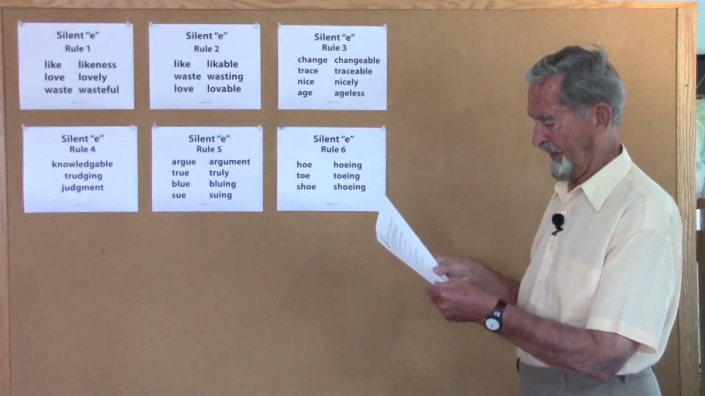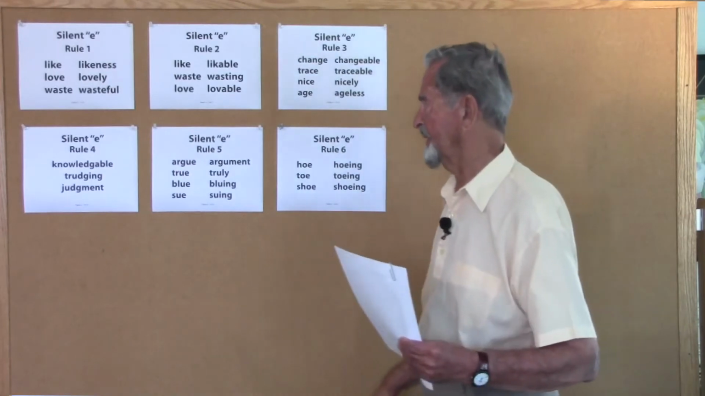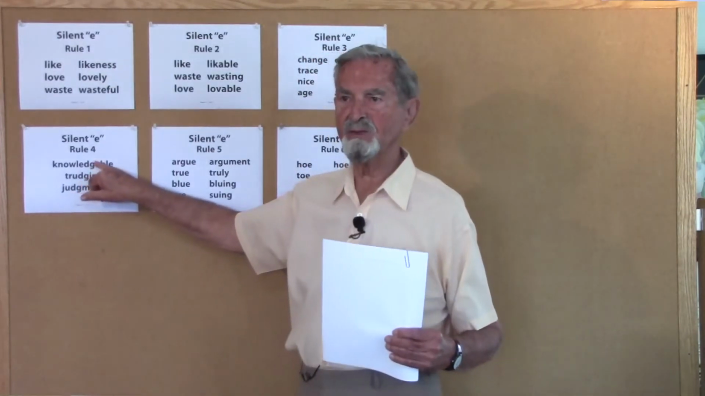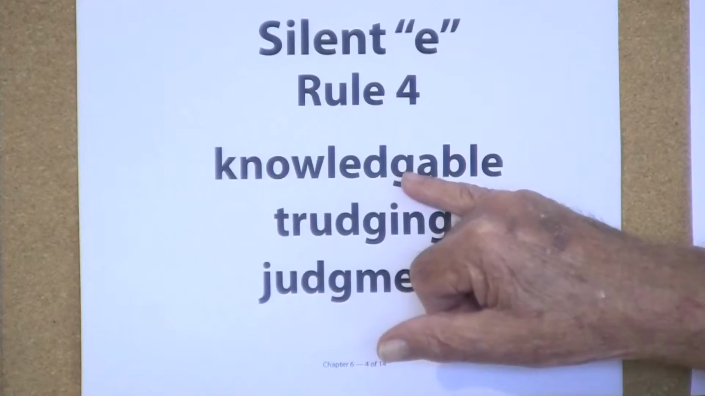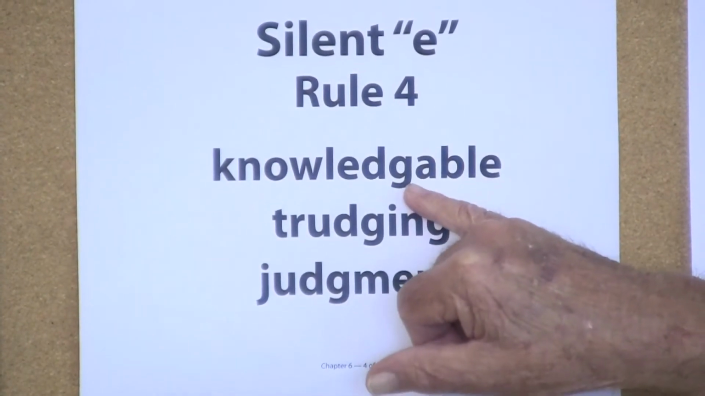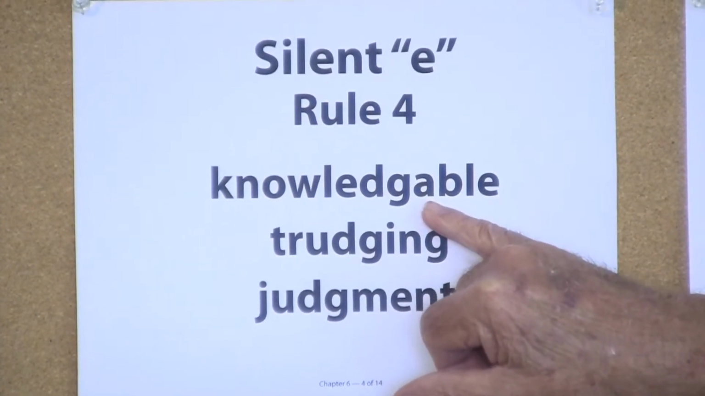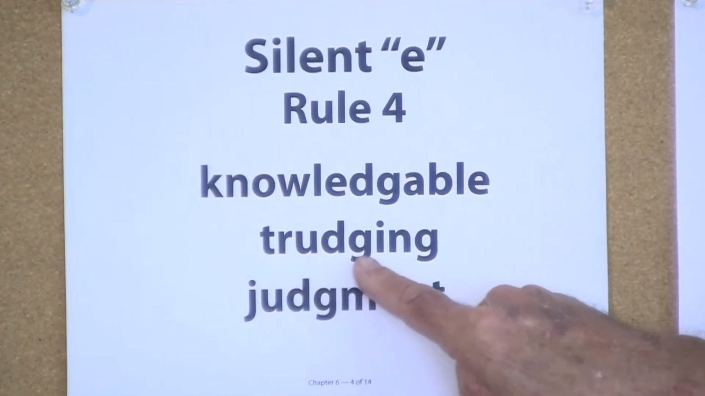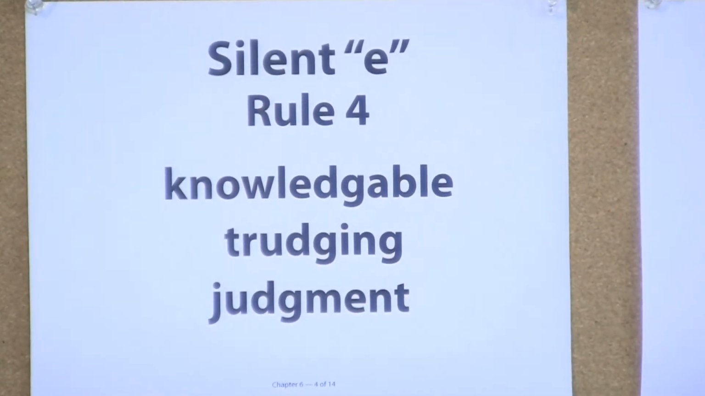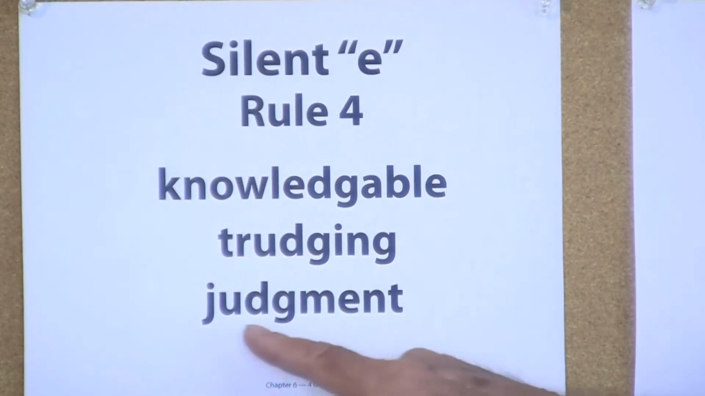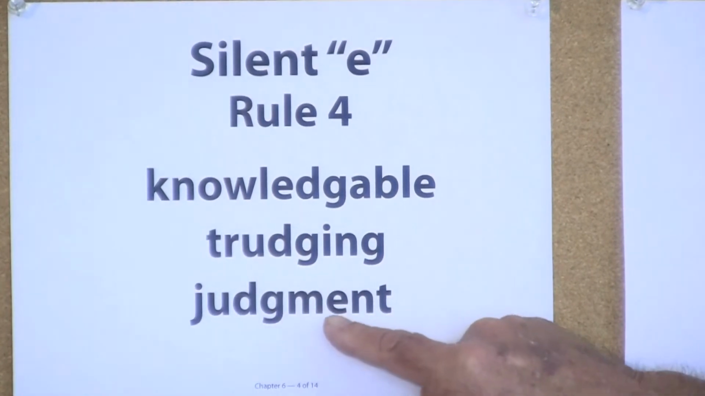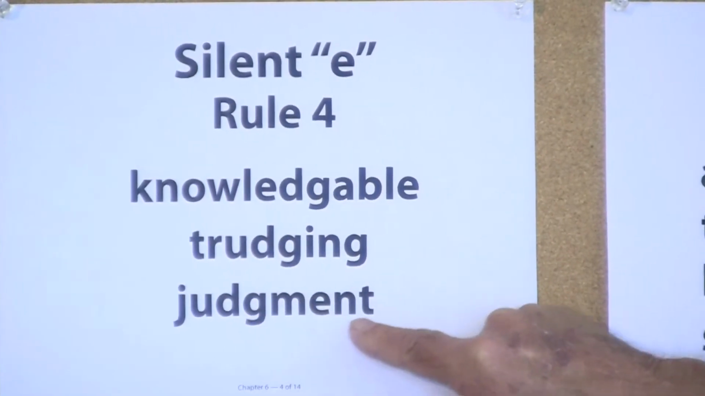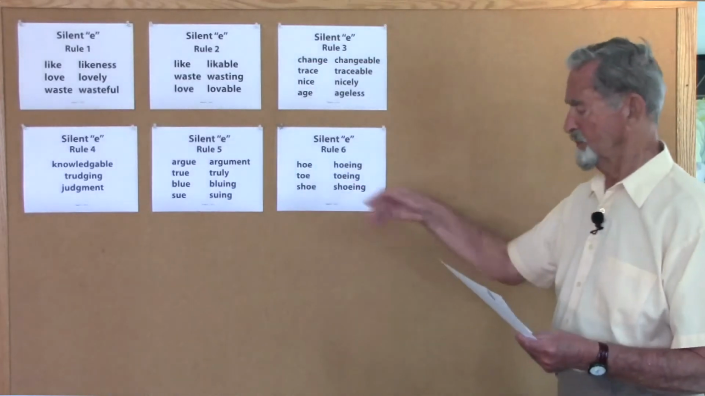Rule 4. Now, the digraph DG. DG always has the soft J sound. So consider DG as a J. Knowledgeable. You don't need the E because you have your soft J sound. Trudging. The E is not necessary. It can be dropped. Judgment. The E in judge can be dropped because you have the J sound. Judgment.